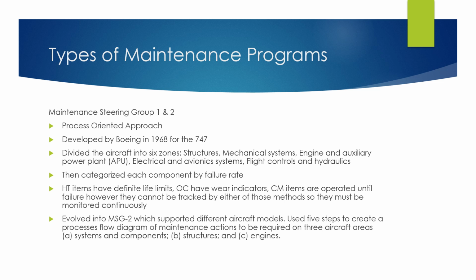Once that is known, the components are assigned into one of the categories. The hard time items are components with definite life limits. The on condition items have wear indicators, and the condition monitoring items are operated until failure, but they're things that cannot be tracked by either of the first two methods.